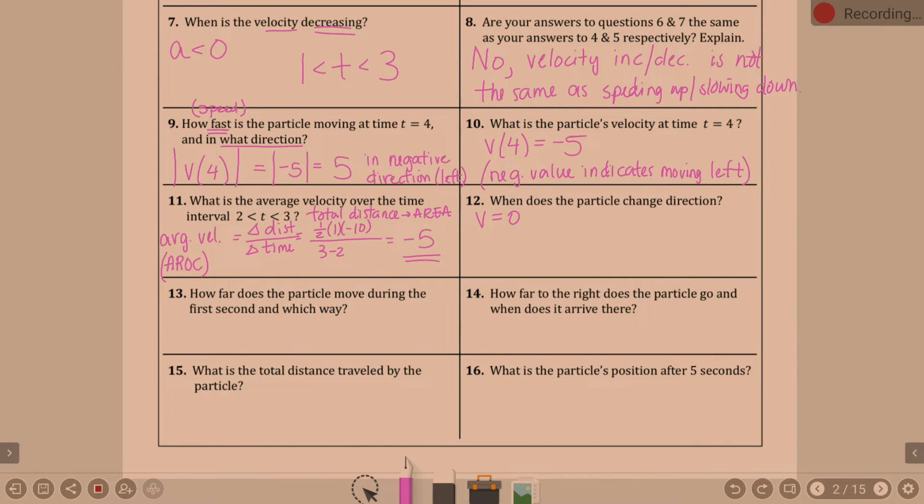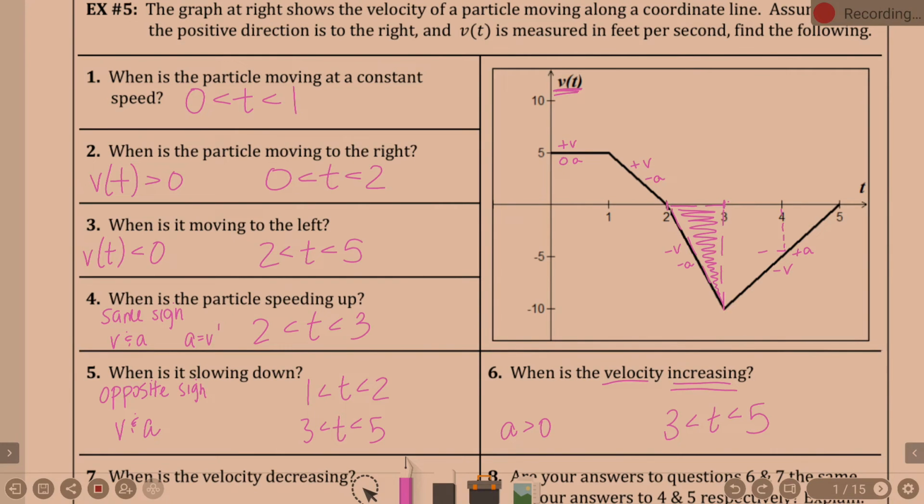Now, we want to specify here it's not just when velocity is 0, it's when velocity is 0 and changes from positive to negative or negative to positive. Because I'm going to rule out one of your answers here. It's not 5 and 3. Everyone was saying 2. Yes, 2, because velocity is 0 and it's changing from positive velocity to negative velocity. So that's definitely a change in direction.